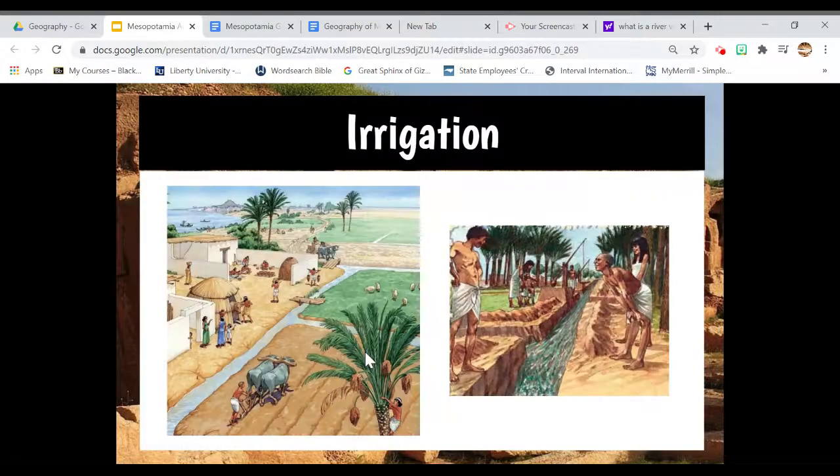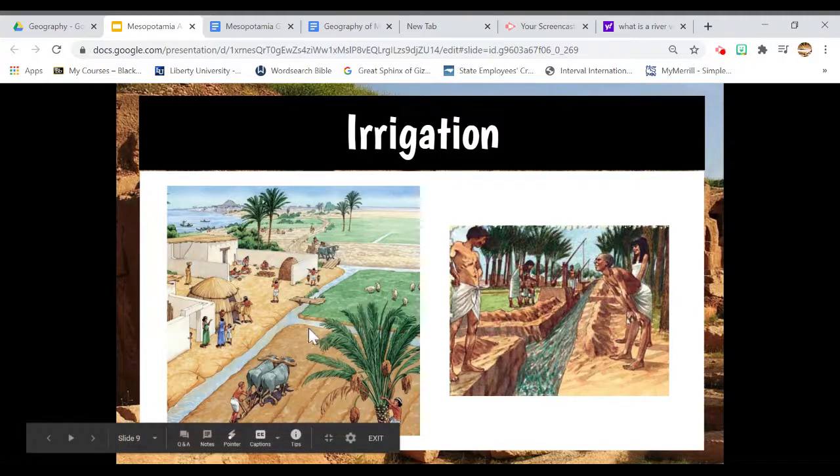So let's take a look at irrigation. Whew, can't talk this morning. Irrigation. That is how the Sumerians are going to be watering their farms. And it's really, really amazing that they made this almost like a system of running water, like pipes running through the streets.